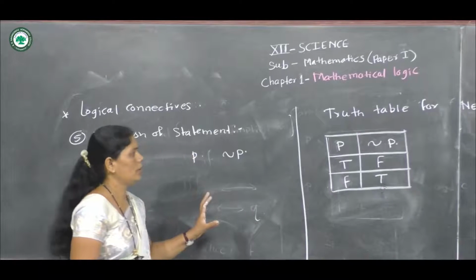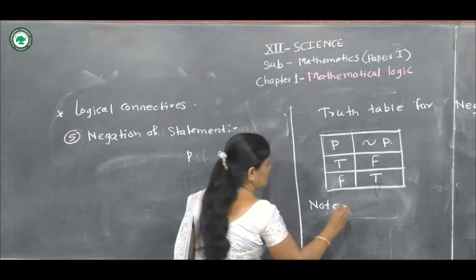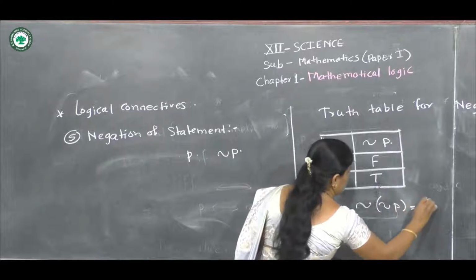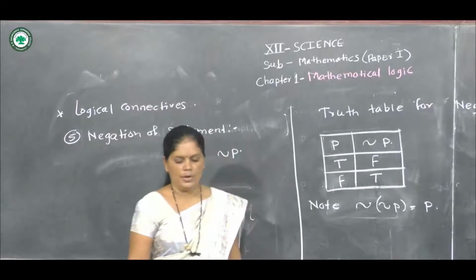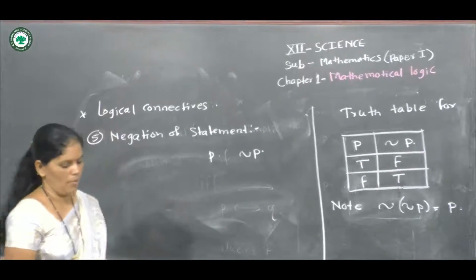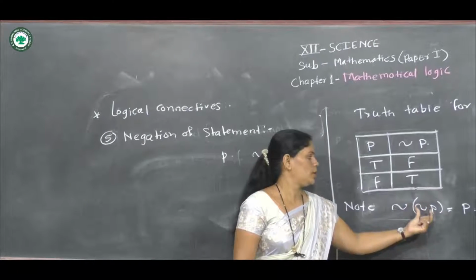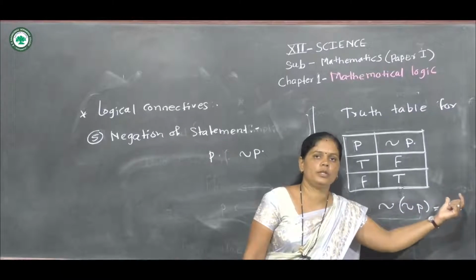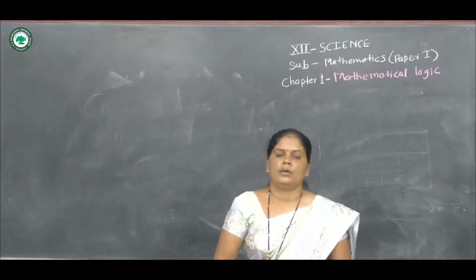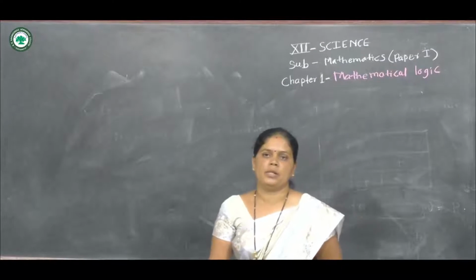Also remember this note: the negation of a negation is the statement itself. The negation of the negation of P is equal to P. Therefore, it is the statement itself. In the next point, we are going to learn examples.